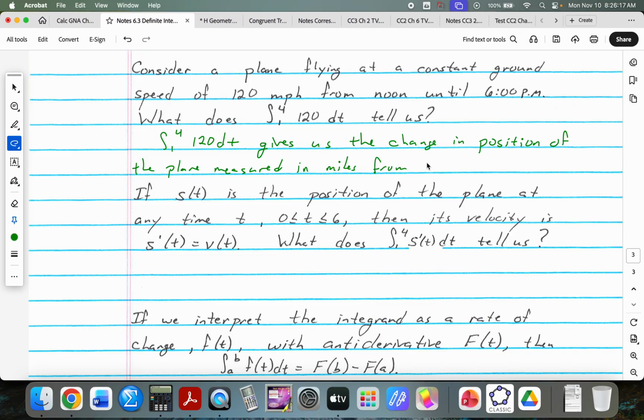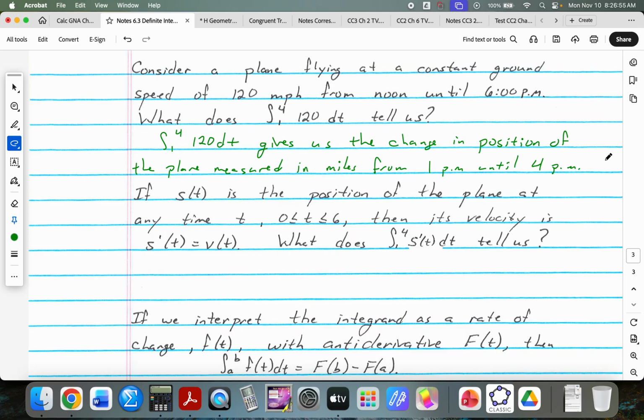from 1 p.m. until 4 p.m. If you want to be really, really complete, you can say on the 3-hour interval from 1 p.m. to 4 p.m., but you don't have to do that.